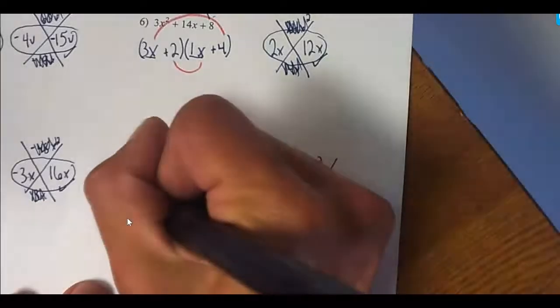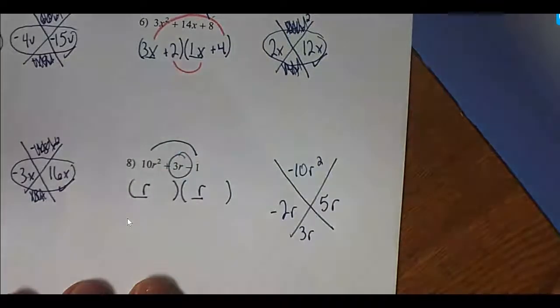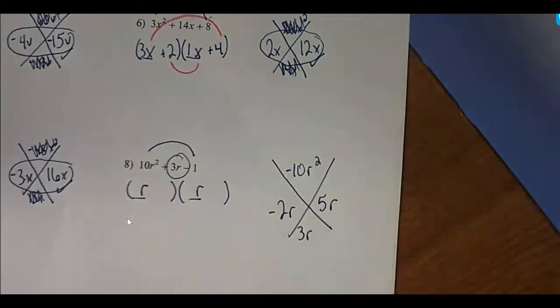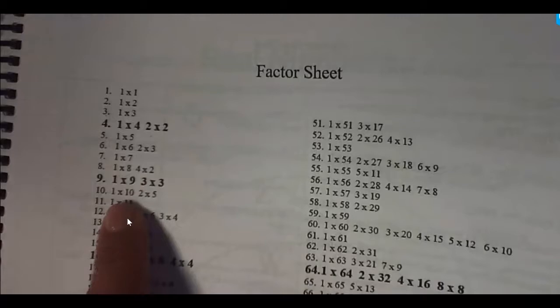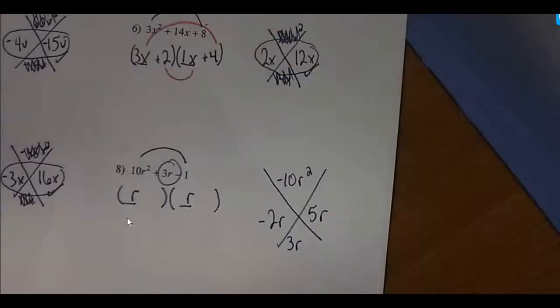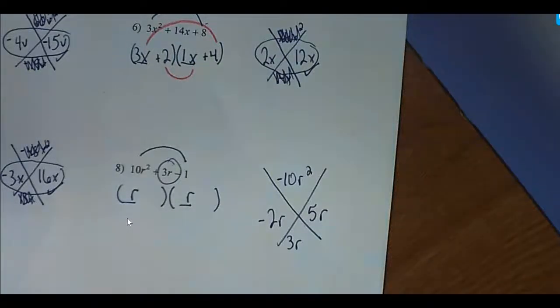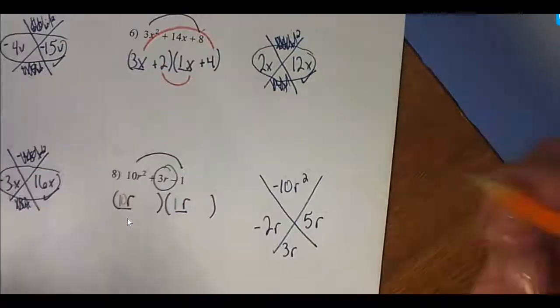All right, so here we go. What times what makes 10r squared? Well, I'm going to need an r and an r to get the r squared. And now for 10, realize we already looked at 10. Will it be 1 and 10 or 2 and 5? So let's try 1 and 10. Again, I like to put the bigger one first. I want to use a regular pencil. Hold on. 10 and 1. So let's see if that works.